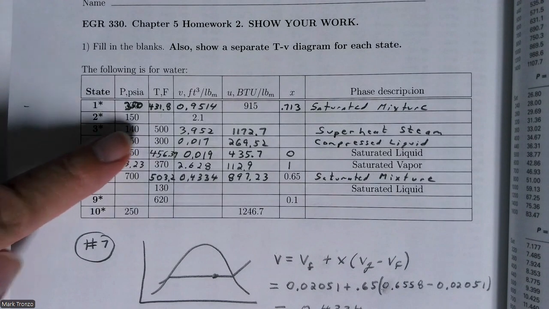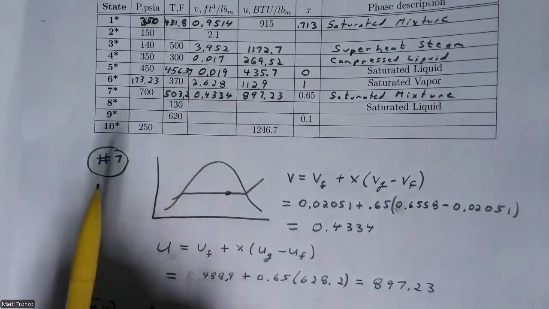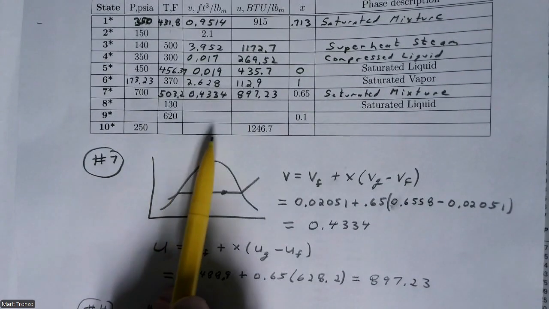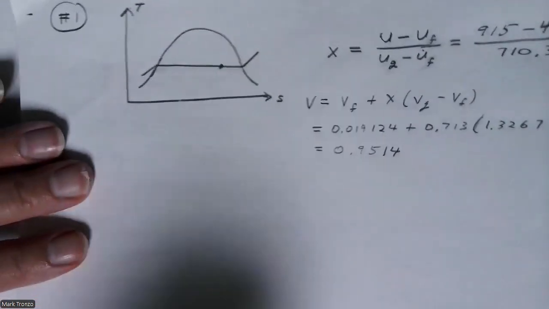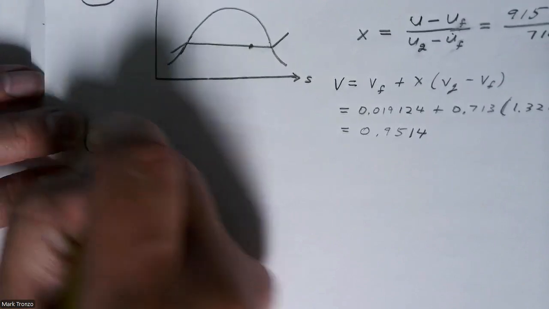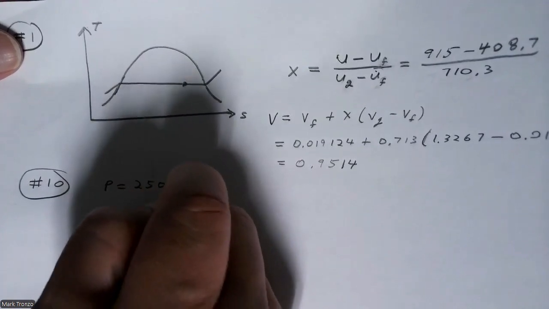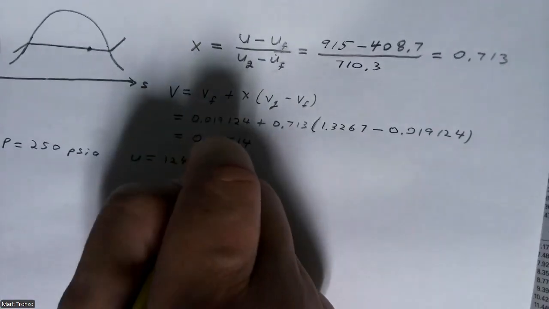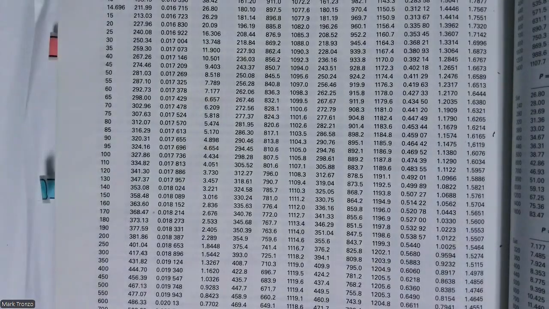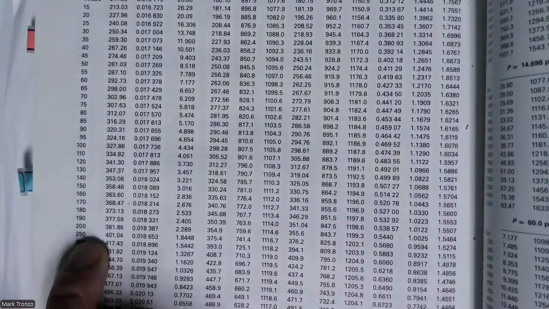So now let's take a look at one more here. Let's take a look at number 10. In number 10, we're given the 250 PSI, and we're given an internal energy of 1246.7. Let me just break that down. P was 250 and U was 1246.7. So once again, let's start with our saturated mixture table. And I'm going to look up our pressure, 250 PSI. And then let's look up our internal energy. In our case, it's 1246.7.